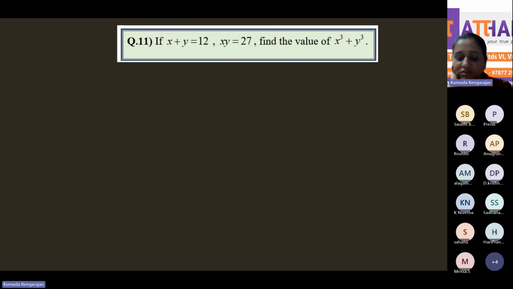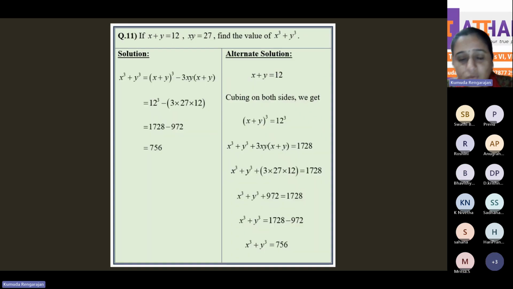Yeah. What's the answer for this one? X cube plus y cube. 1656. 1656? No. I have 756. Check if my answer is right. I've done this in two ways.